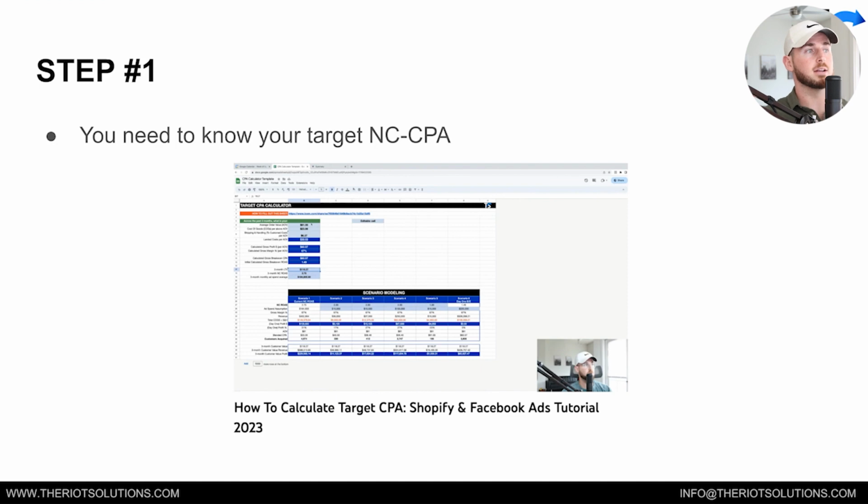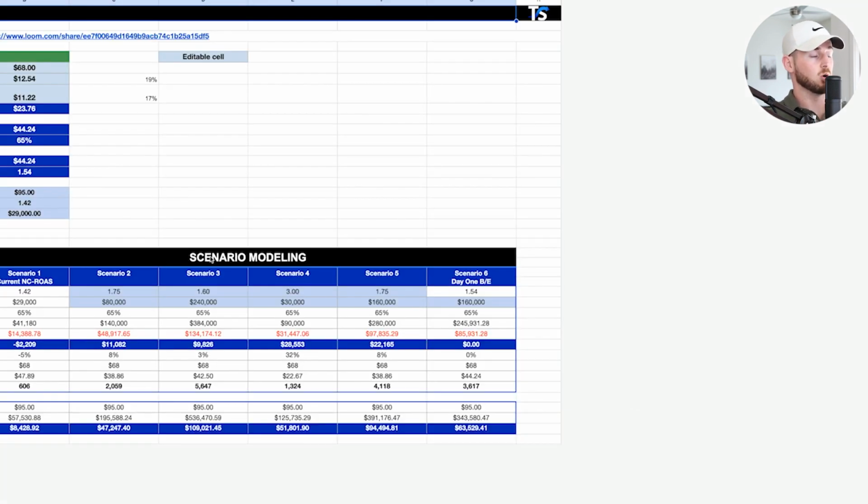So step number one is you need to know your target NC CPA. Now, Nick, how do I figure that out? Well, if you go right here to this video, how to calculate your target CPA, I give you literally this whole entire sheet for free. Yes, for free. You don't have to buy anything. Just click the link, you get the sheet. Cool. You can fill it out yourself now.